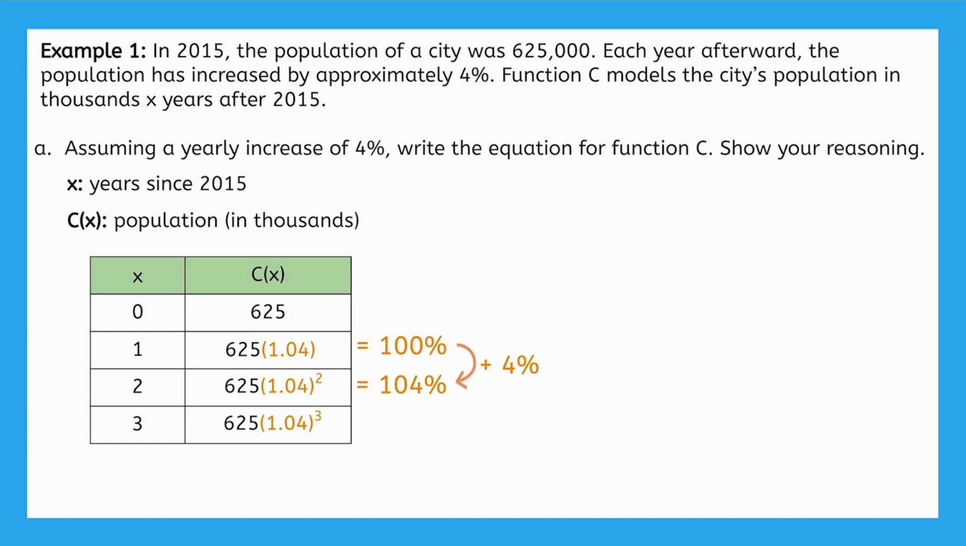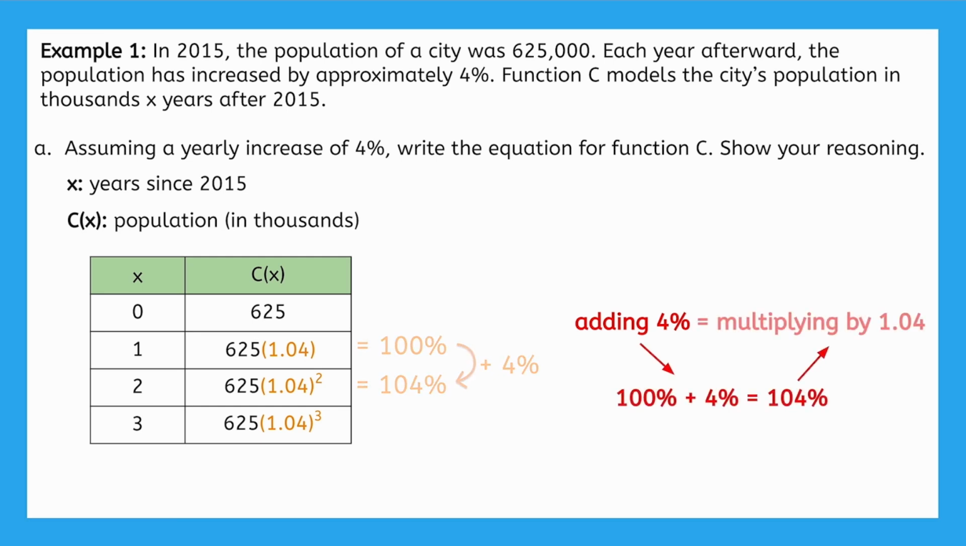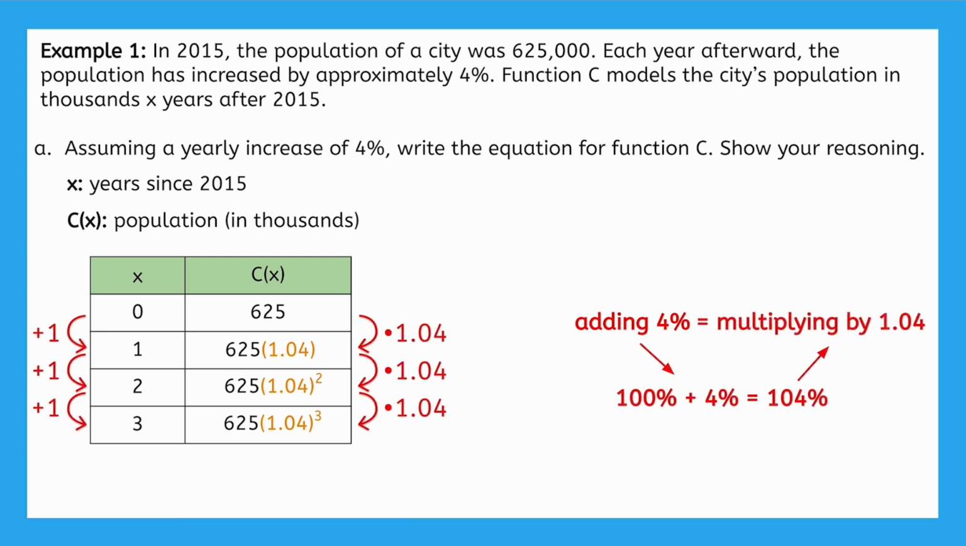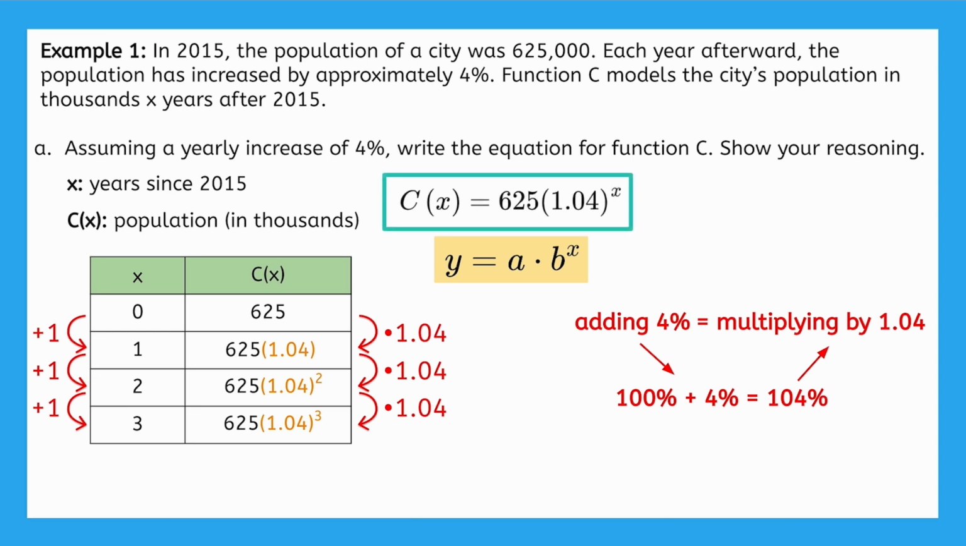Notice how adding 4% every year turned out to be the same as getting 104% from the previous year, which translates to multiplying by 1.04 every year. This means we have a constant growth factor of 1.04, which makes this function exponential. Therefore, we can use the form y equals a times b to the power of x. Since we have an initial value of 625 and a growth factor of 1.04, the equation becomes c of x equals 625 times 1.04 to the power of x.